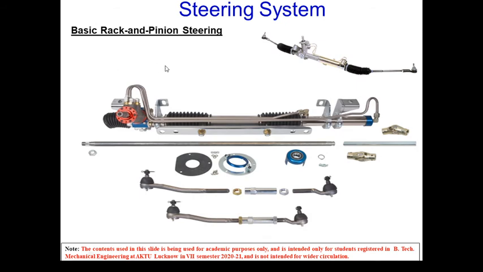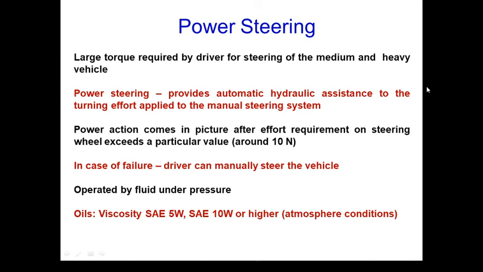This consists of a boot to cover it and prevent dust. On these sides we have ball joints, which are covered. The rack and pinion assembly is fitted over here, and this is basically a power steering. We'll discuss power steering also.